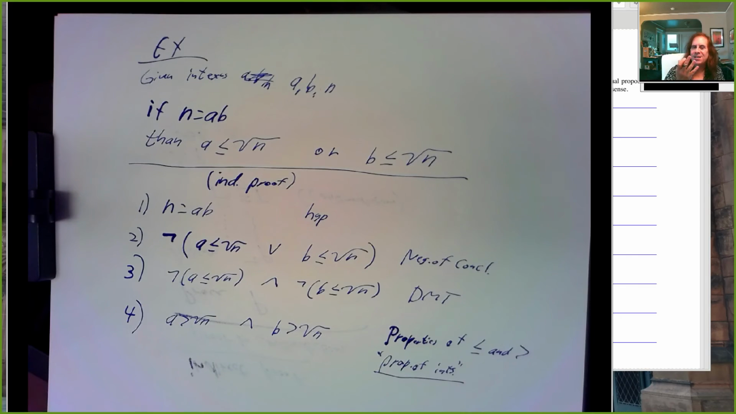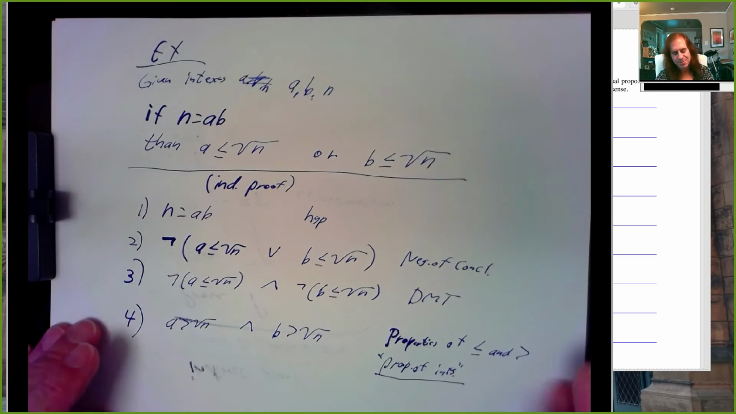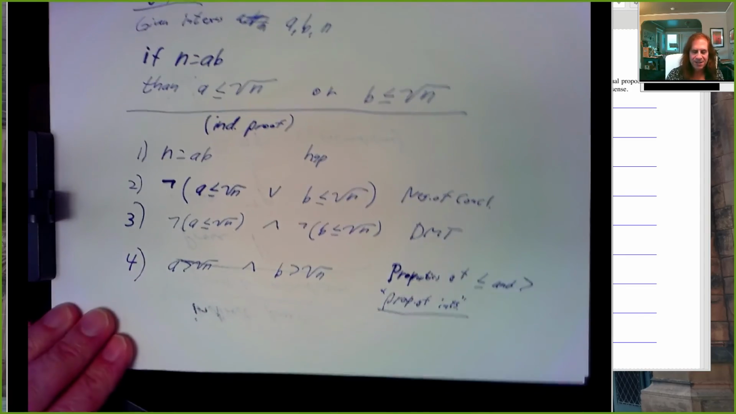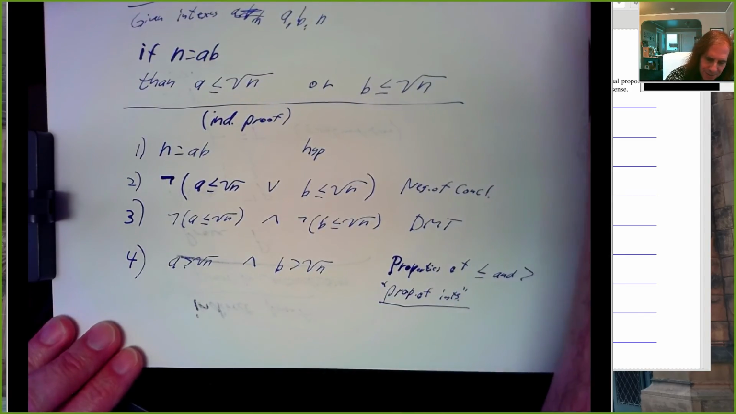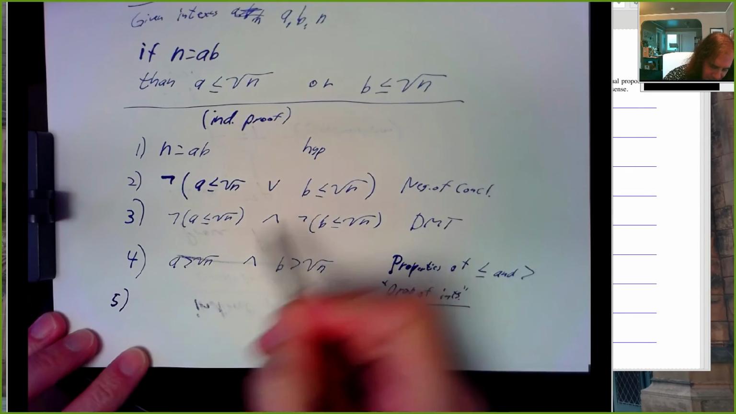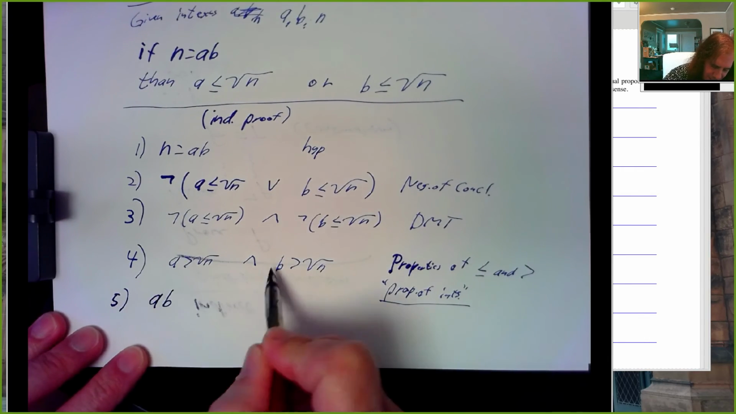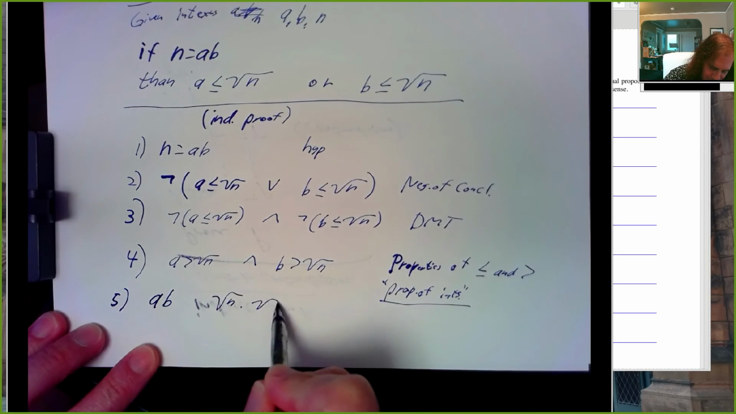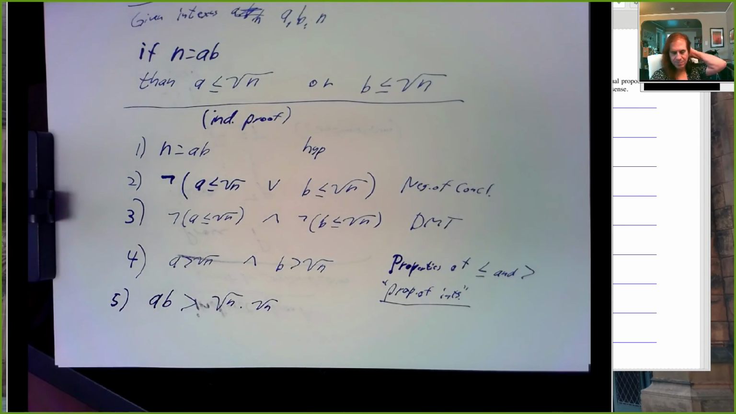But I will let you take as given that if a is not less than or equal to this, it must be greater than that. Just be aware that we are kind of using something that might normally need to be proven, but not in this course. So we know a is bigger than the square root of n, and b is bigger than the square root of n. I'm going to multiply a by b, and I'm going to multiply square root n by square root n. And I'm going to say a times b is bigger than square root n times square root n.